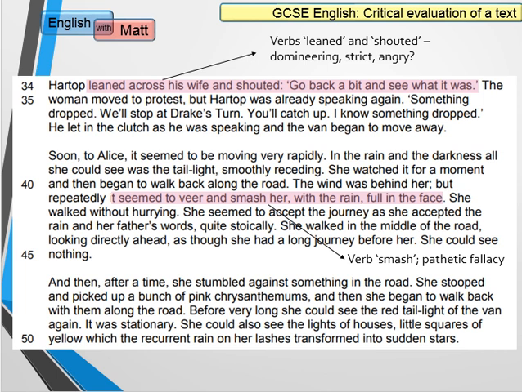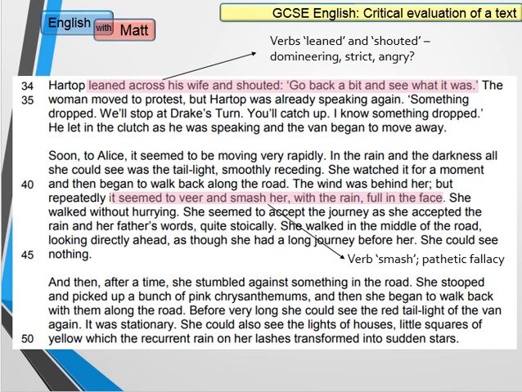So we might have sympathy for Alice because she's gone out of the relative comfort of the van into the elements. Remember, Hartop hasn't chosen to get out of the van himself. He's told his daughter to get out of the van, and no matter what the weather conditions were, he's told her to get out. So again, we might have sympathy for Alice.